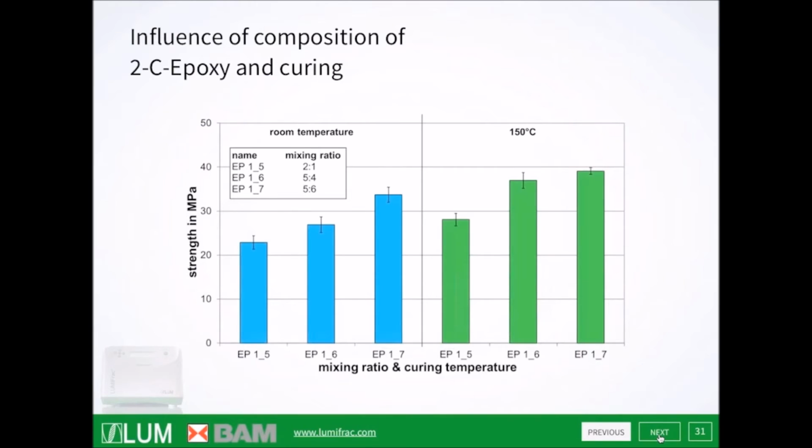The third example describes the influence of the composition of 2K epoxy adhesives and curing temperature. Both mixing ratio and curing temperature may affect the quality of an adhesive bonded joint. Best practice parameters may increase bonding strengths, as can be seen here, by about 50%. So this is a rather important feature.